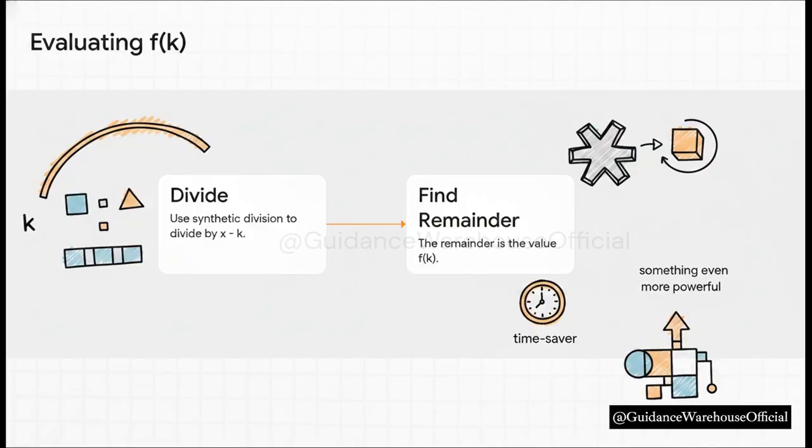Step 1, we use synthetic division to divide our polynomial by x minus k. Step 2, see that final number you get at the very bottom right? That is your remainder, and it's exactly the value of f of k. It is a massive time saver. But let's take this a step further and see how it builds into something even more powerful.